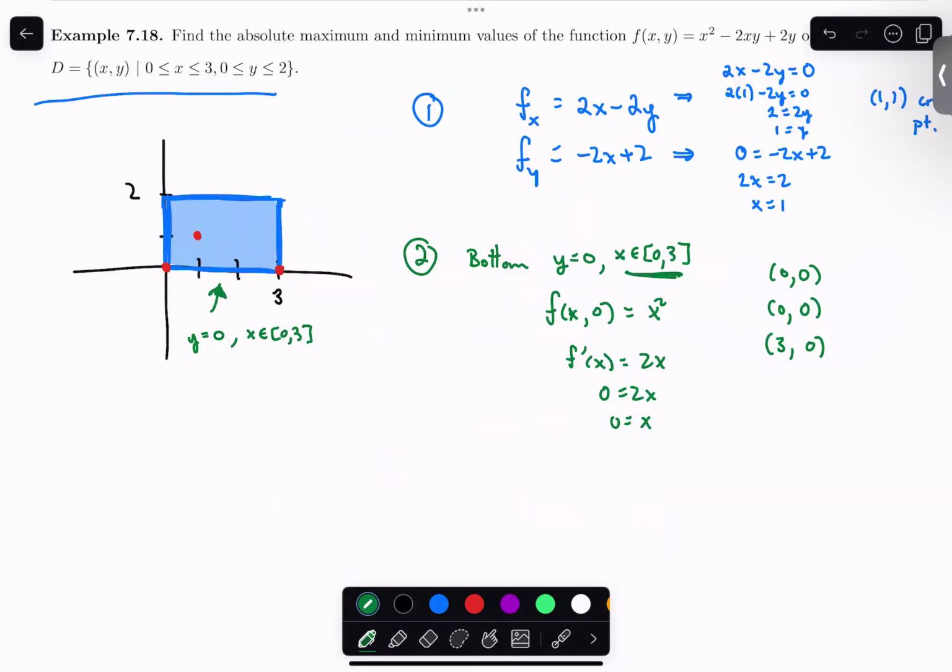Okay, we need to play the same game a few more times. Oh, sorry, question. 3, 0 is not a critical point. 3, 0 is an endpoint. But endpoints, as you recall, are very important from calculus 1.